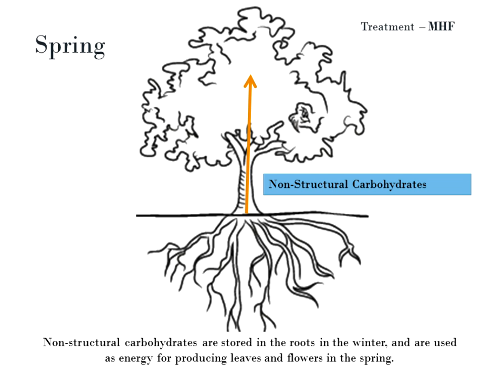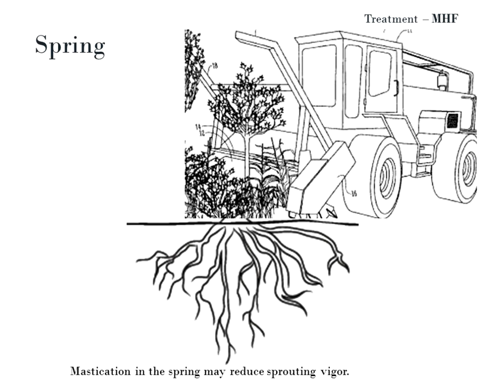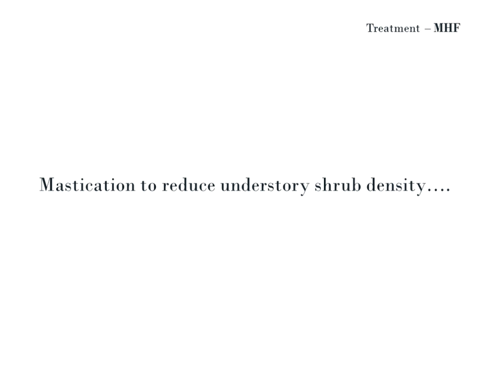So in the spring, as non-structural carbohydrates are moving up from the roots into the above portion of the tree to produce things like leaves and flowers, this is the best time to come in to masticate the stand and to target Chinese tallow in particular. But in our case, because mastication is a broadly applicable treatment, we're basically masticating the entire understory. The idea here is that as those non-structural carbohydrates are moving up through the roots, you're eliminating the capacity for the tree to resprout.